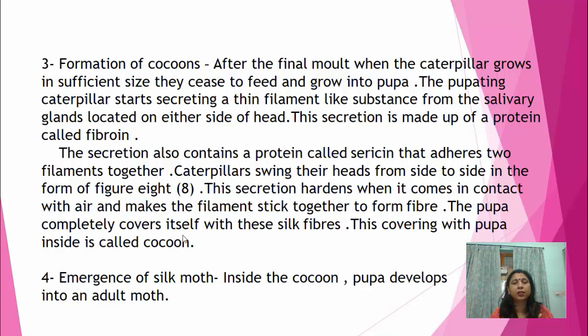And this secretion is made up of a protein which is known as fibroin. This secretion from the salivary gland also contains a protein known as sericin. And what is the function of sericin? It adheres the two filaments together. This thin filament is made up of protein called fibroin, and there is one more protein called sericin, whose function is to adhere, means उनको चिपका देता है, दो फिलामेंट को चिपका देता है.